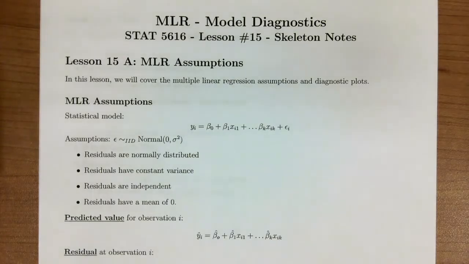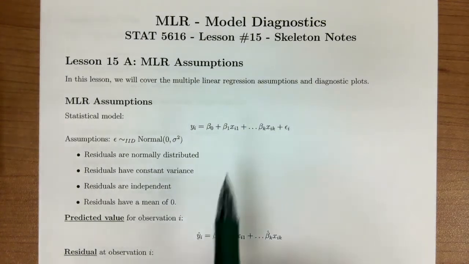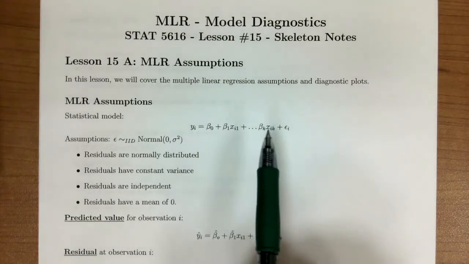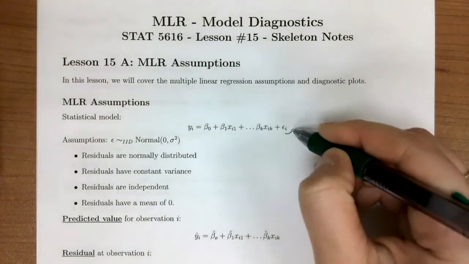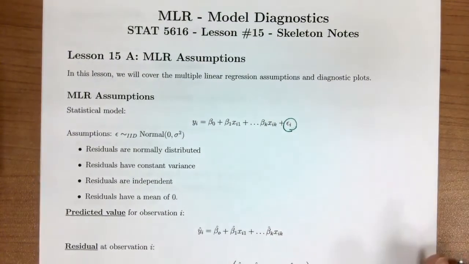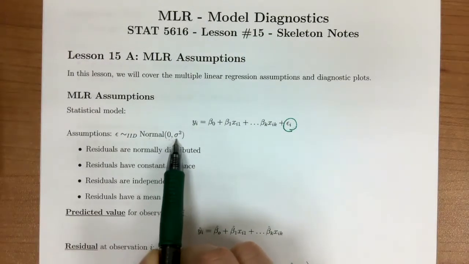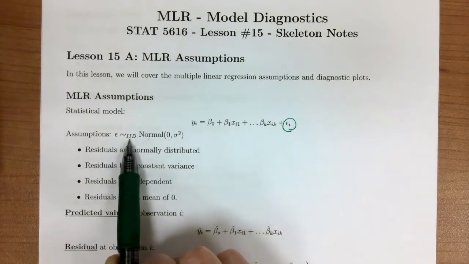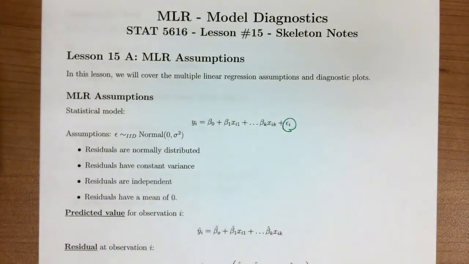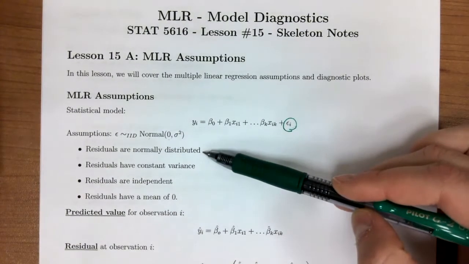In this lesson, we're going to be talking about model diagnostics. Specifically, we're going to be talking about checking the assumptions of our model. So hopefully you can recall that in multiple linear regression, our statistical model looked like this, where we made the assumption about this error term right here. We said that this error term was normally distributed, centered around zero, with some variance, and that they were independent and identically distributed. What this assumption really comes down to is we're saying that our residuals are normally distributed.